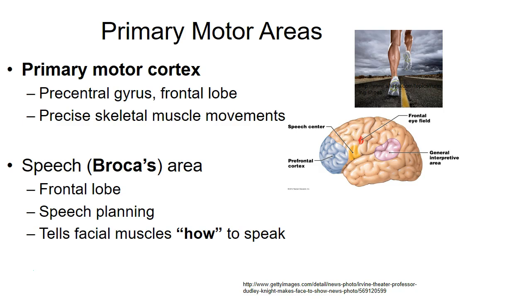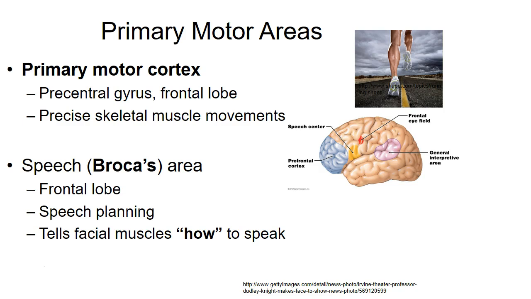Now, speech and language also have kind of an association and a primary area. The ability to actually physically speak happens here in what's called Broca's area. It's in the frontal lobe. There's another area that's associated with speech, which we talked about, that's involved with interpretation. It's one of those situations where the names of different regions don't have the word primary and association in them, but they kind of fall in those two categories.